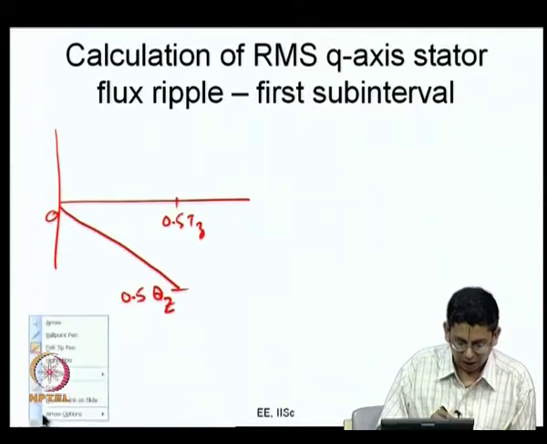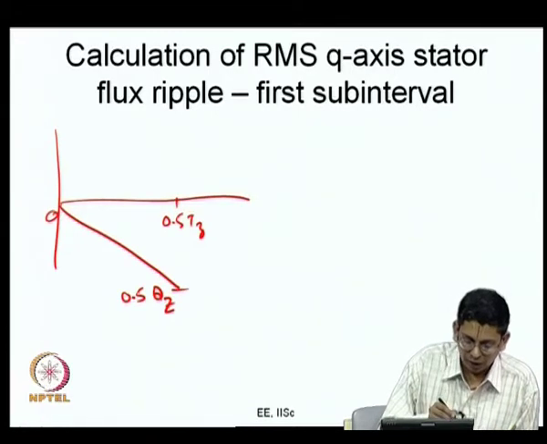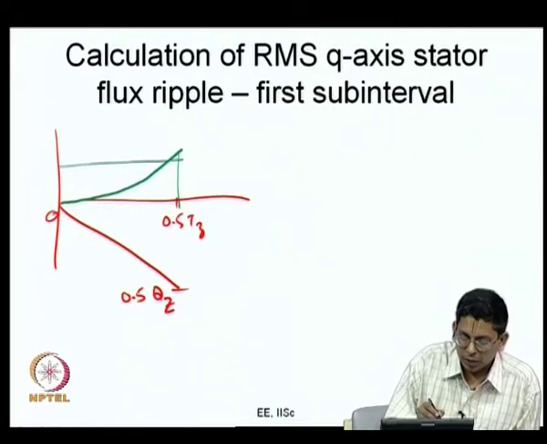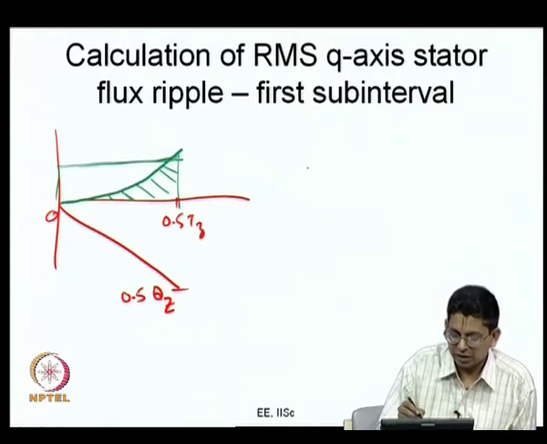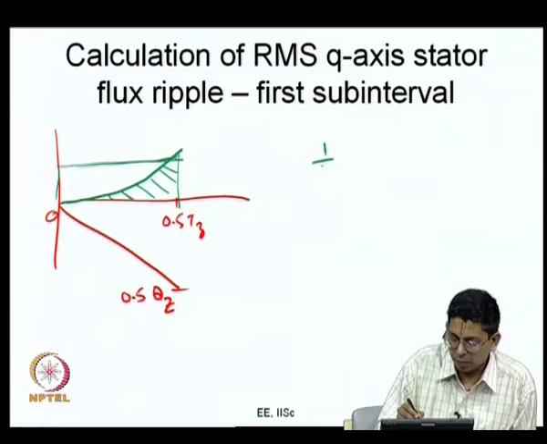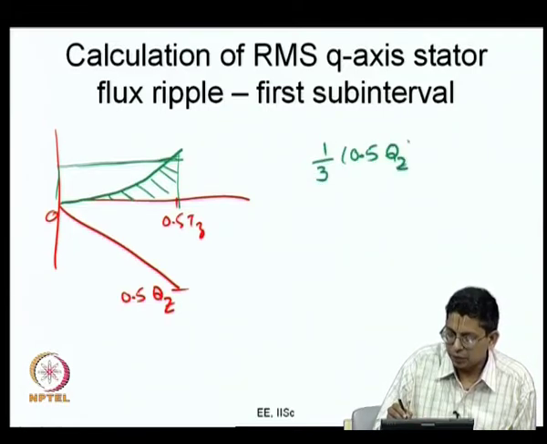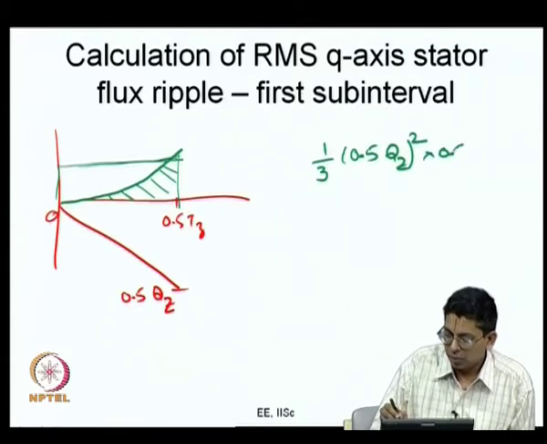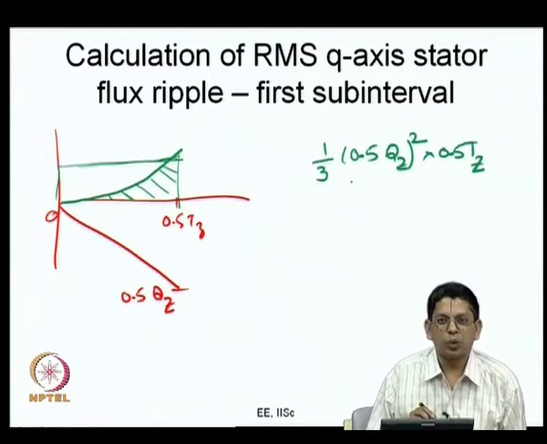So, when I am squaring it, it becomes a parabola like this, and the area under this parabola, that is the shaded area, is 1/3 of the area of this rectangle. So, what I can say here is it is going to be 1 by 3 times 0.5 Qz the whole squared multiplied by 0.5 Tz, that would be the area of the rectangle, and this is going to be 1/3 of that now. This is what you are going to get now.